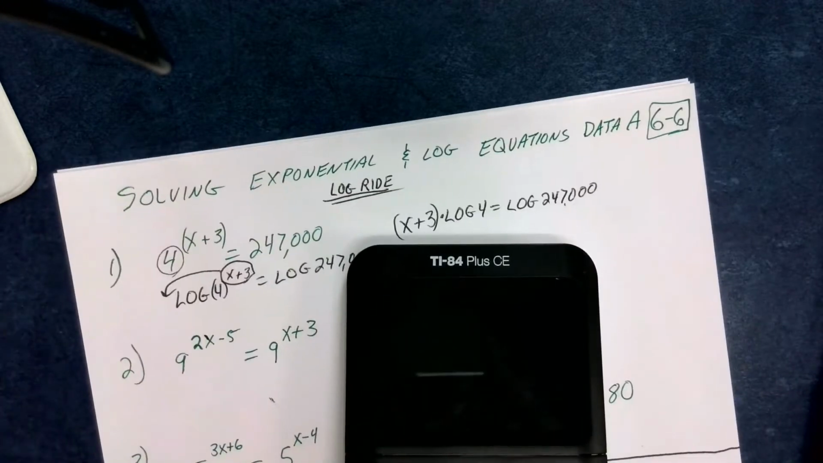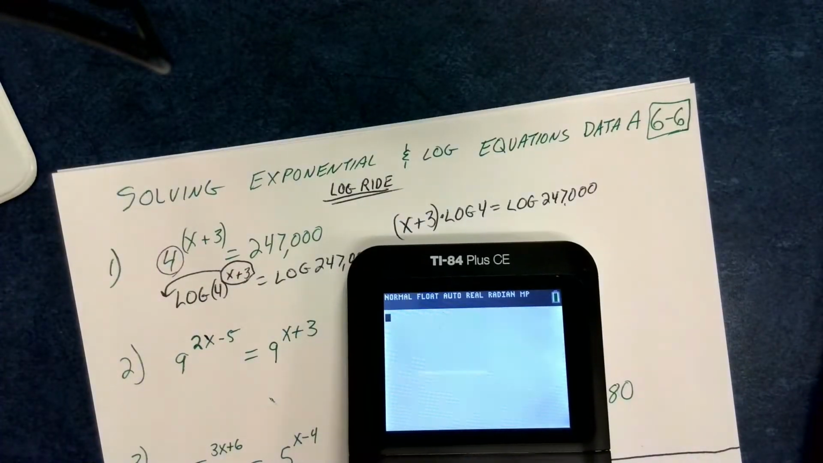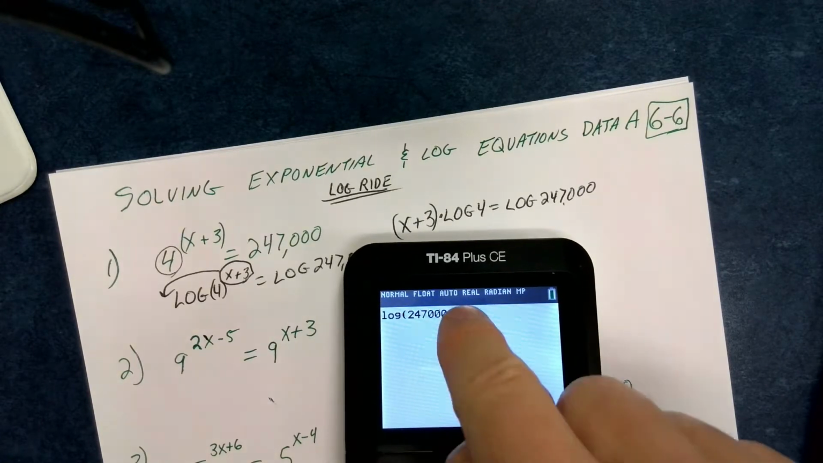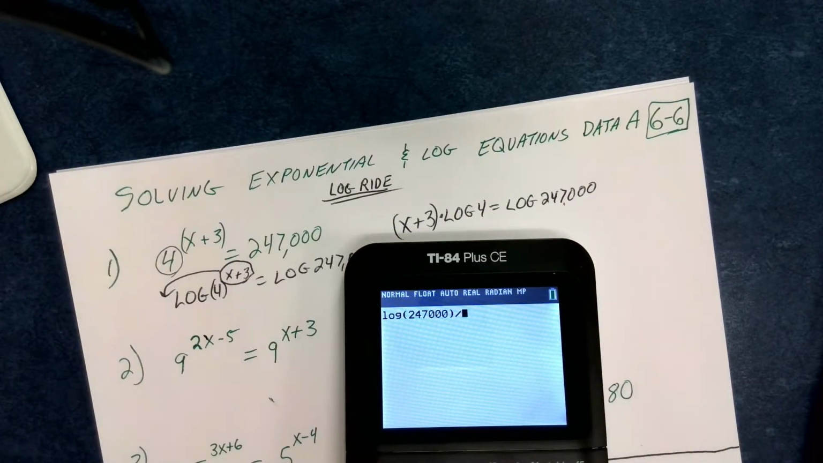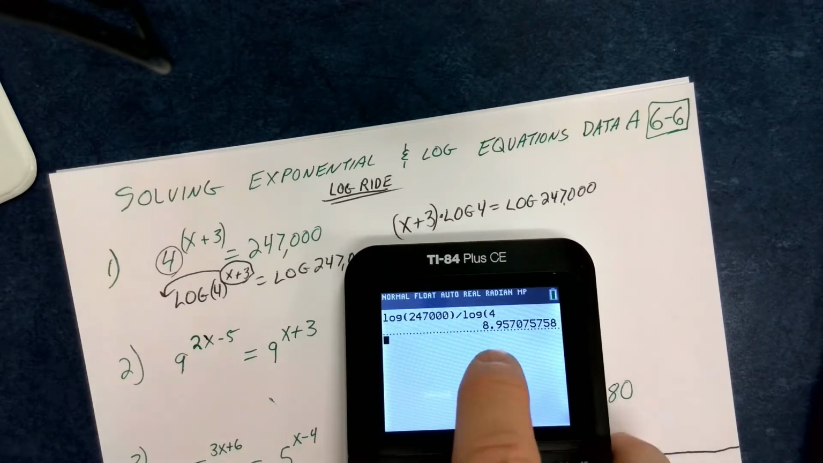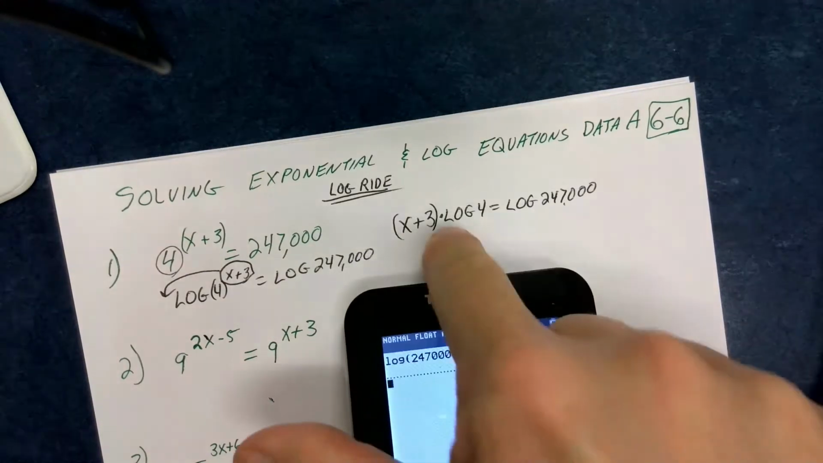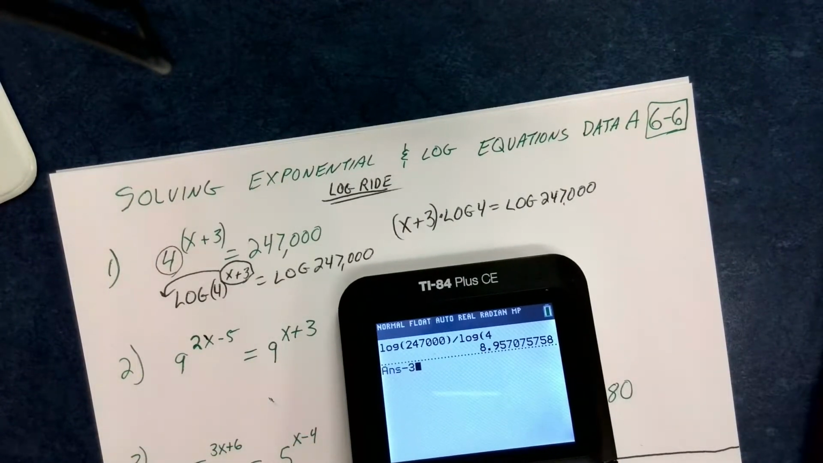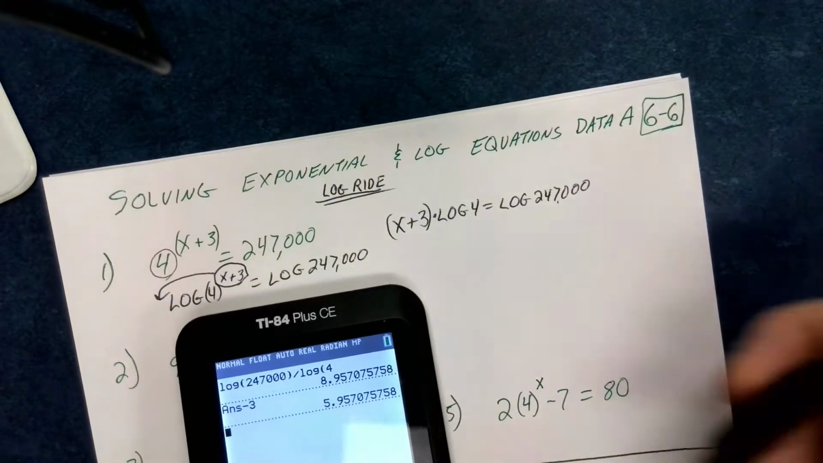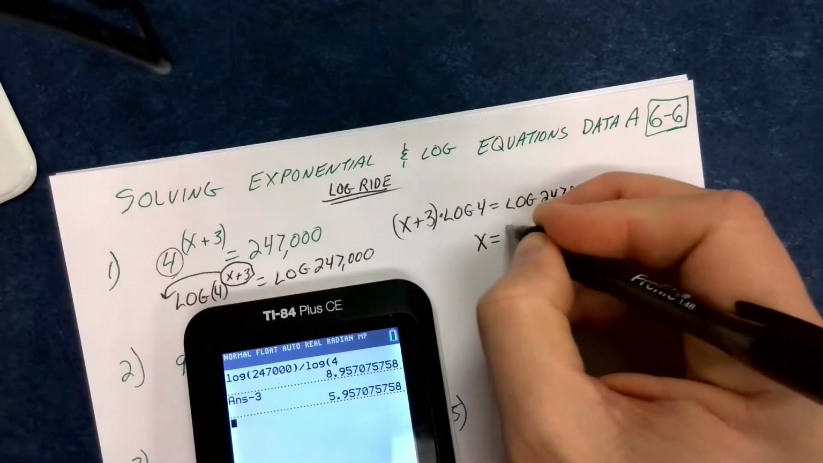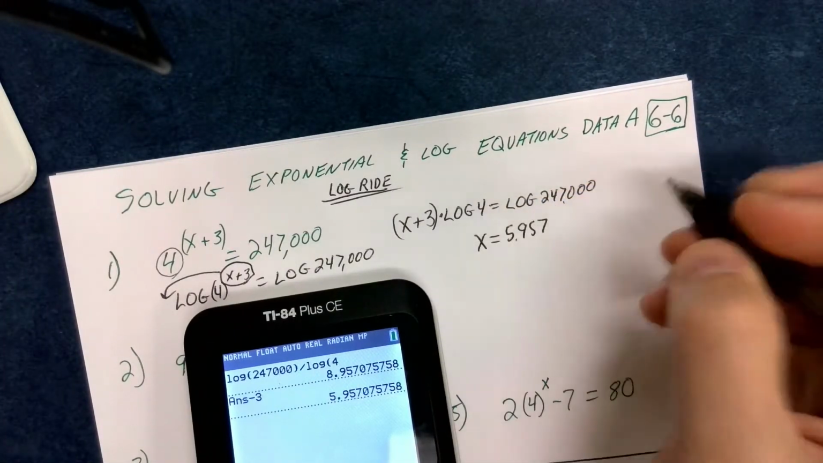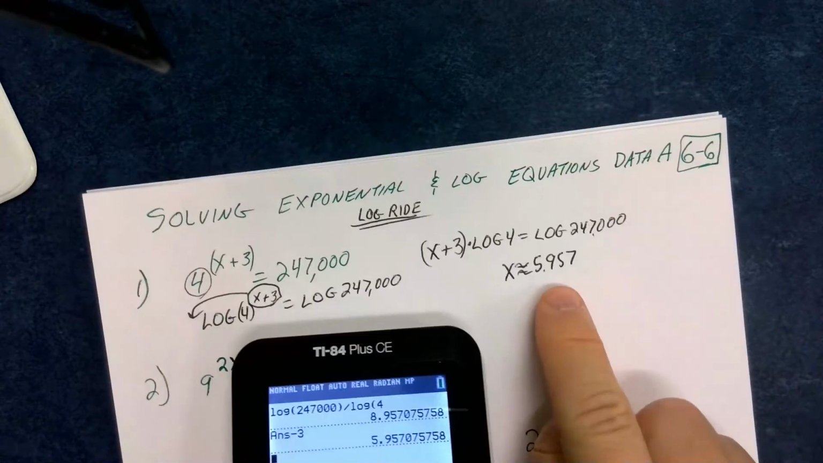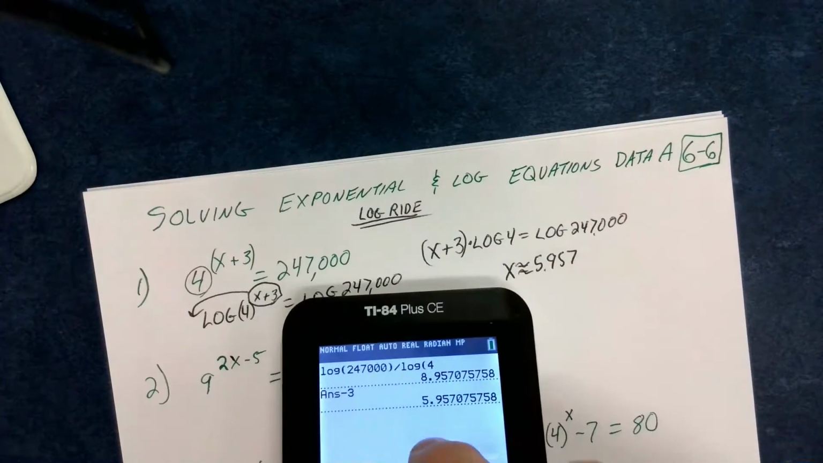I'll show you this on the calculator right here. So I clear, I get log of 247,000, close parentheses, divided by log of 4. And you can see I get this number right here. And once I do that, I'm going to have x plus 3 equals that number. So I simply have to subtract 3, and I get x equals 5.957. Now I know this is really an approximation, but I'm going to store this just as it is.